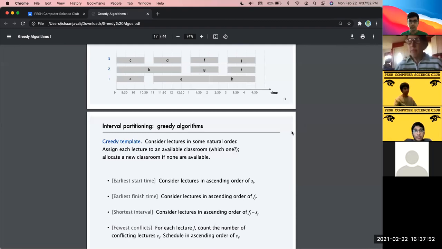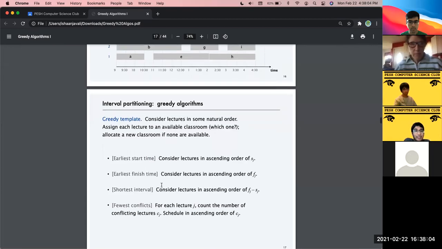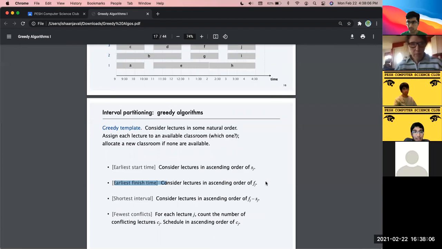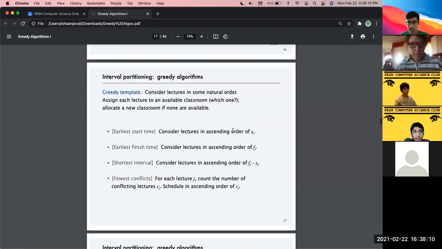Okay, does anybody want to share what they've found out so far? Does the earliest start time work for this problem? Okay, I'll just go ahead and explain it. I'd like to share an observation.